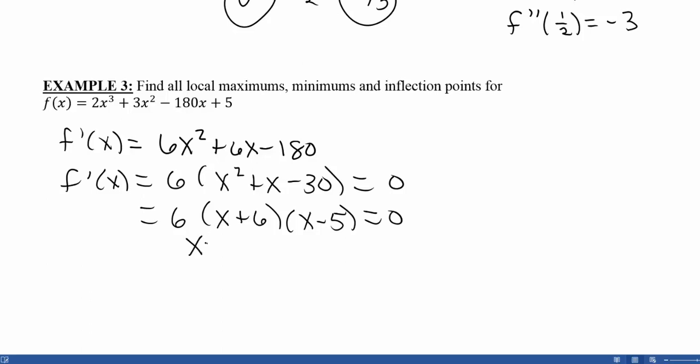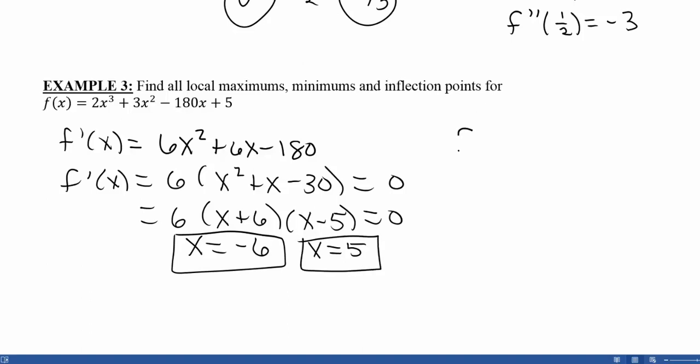I have x equals negative 6, which will make the first parenthesis 0, and x equals 5, which will make the second parenthesis 0. So I have 2 critical points, and I want to know whether they're going to give me local maximums, minimums, or neither. But since I also want to find inflection points, I can use the second derivative for all of that. So my second derivative of this function, going back to the unfactored form, is 12x + 6.